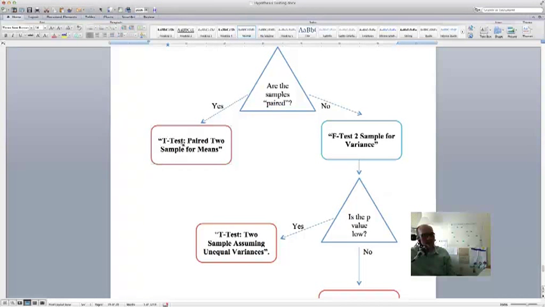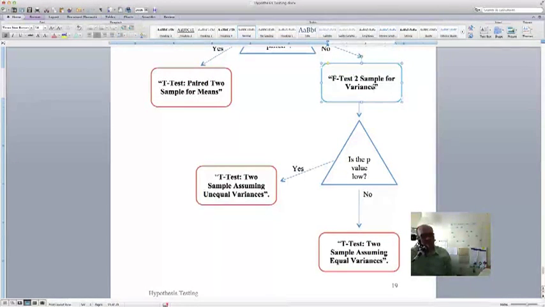If they are paired, okay, good. I'm just using this T-test paired 2-sample for means. If they're not paired, then I've got to go down this route, right? So if they're paired, I'll just go right here and I'm done. The only ones that really matter are these ones at the bottom, the red. If they're not, then I have to do this little sub-hypothesis. The sub-hypothesis says, first run this F-test 2-sample for variance. All this F-test does is tell me if the samples have equal variance or unequal variance, right?